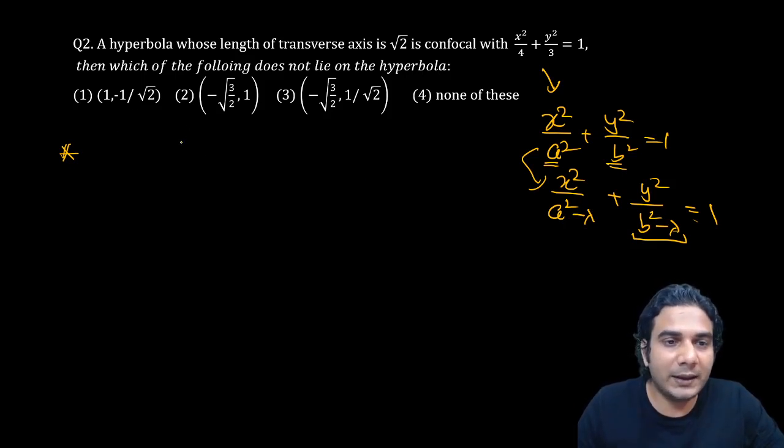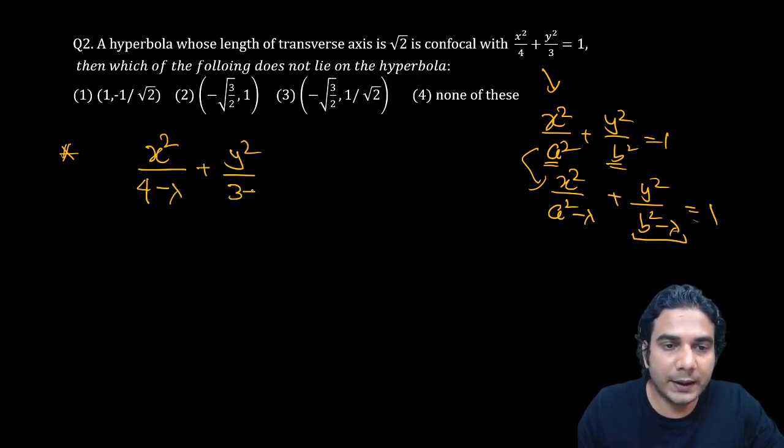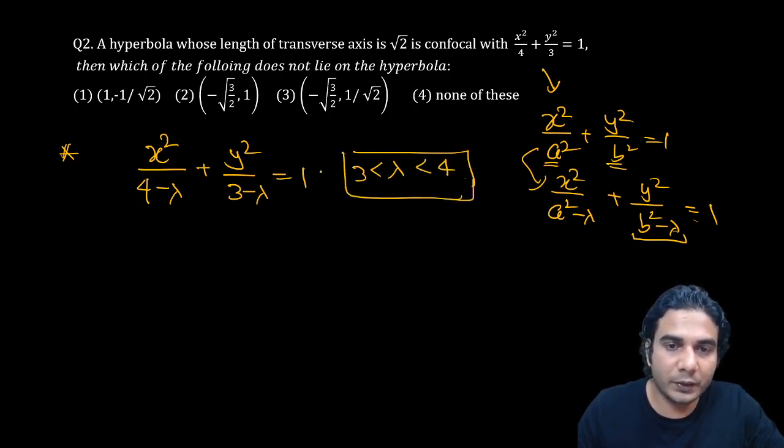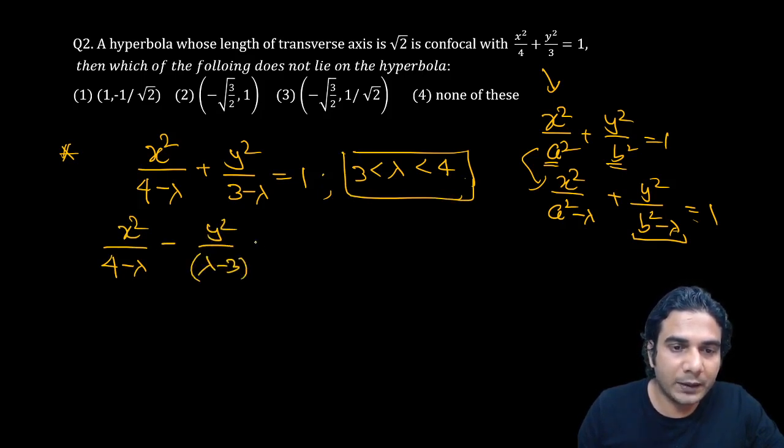So I'll write the equation of the required hyperbola, which is x square upon 4 minus lambda plus y square upon 3 minus lambda is equal to 1. Because it's a hyperbola, lambda should be greater than 3 and less than 4. This we know. If you know this particular form, then we can use it. So let's write this in the form of the equation of a standard hyperbola: x square upon 4 minus lambda, minus y square upon lambda minus 3, is equal to 1.